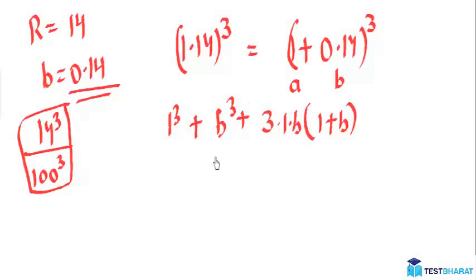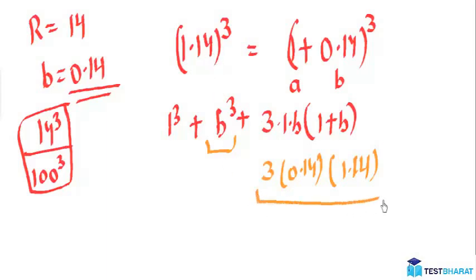So what I can do is skip this calculation and simply multiply by 3. I can simply calculate b as r by 100, and r will be given in the question. So this will be, let's say, 0.14 and 1.14. Multiplying 14 with 114 is fairly easy, rather than multiplying 1.14 three times.